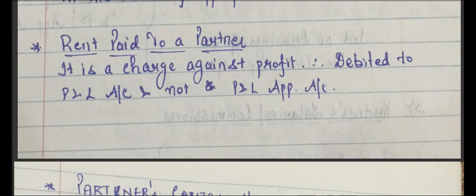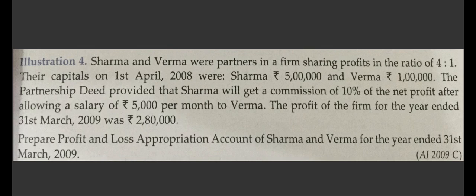Okay, so now we will see some practical problems on this. Based on what we have discussed so far, we will see some practical problems. Here is the first problem. It reads, Sharma and Verma were partners in a firm sharing profits in the ratio of 4:1.